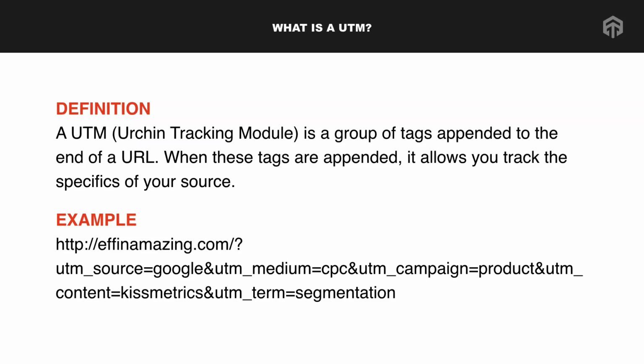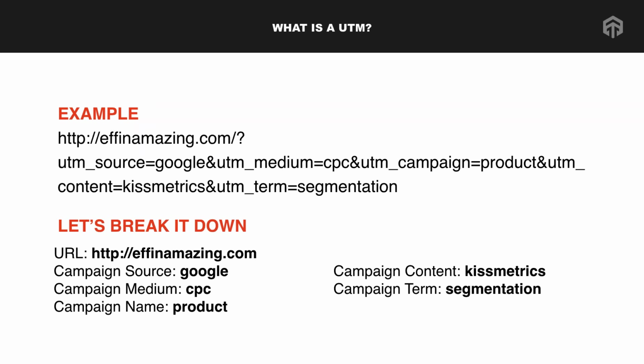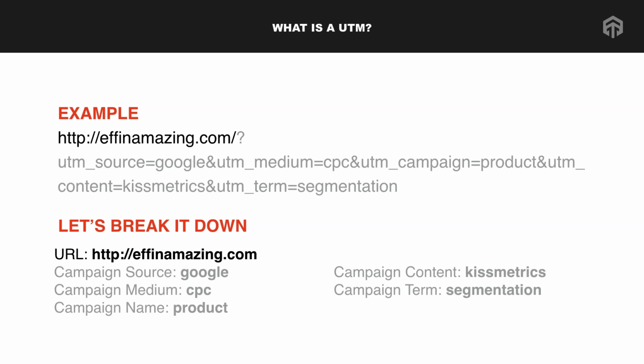Now, we can see, of course, we have a small example of our website, which is effinamazing.com, and then we can see all these random codes behind it. But let's break that down just a little bit so you can get a better understanding of what each one of these means. Now, at the first one, we're going to notice that we have the URL. We have to have the URL. If we're sharing this on LinkedIn, what we're going to want to do is make sure we have a link back to our site. It's pretty self-explanatory.